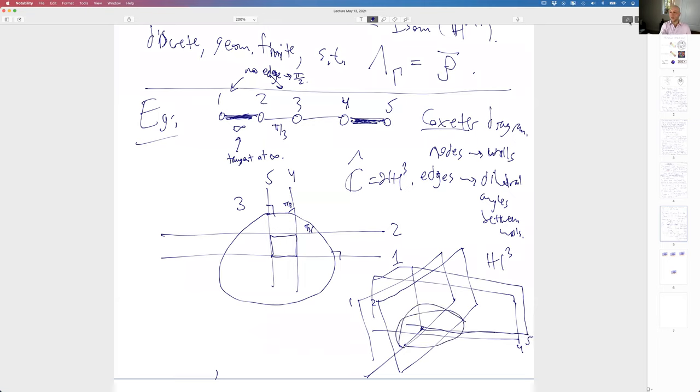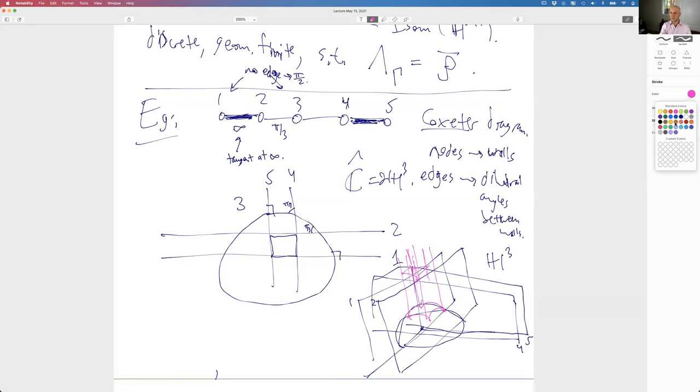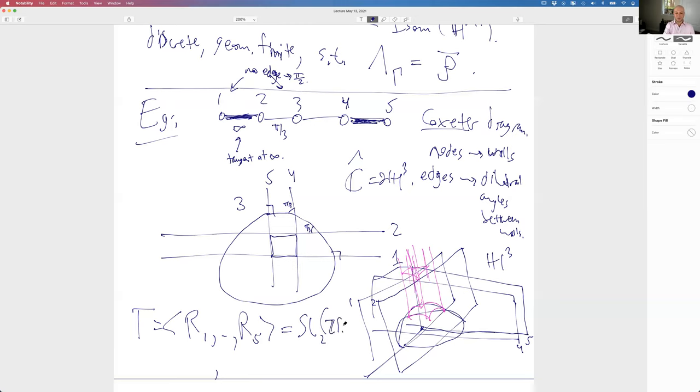So hopefully you can see the intersection of these walls, and then this familiar diagram, which is a double cover of the first Bianchi group. The group gamma, which is generated by reflections in walls 1 through 5, is commensurate with the classical Bianchi group, SL2 of the Gaussian integers. So all of that information is hidden inside this Coxeter diagram. Okay, does that make sense?